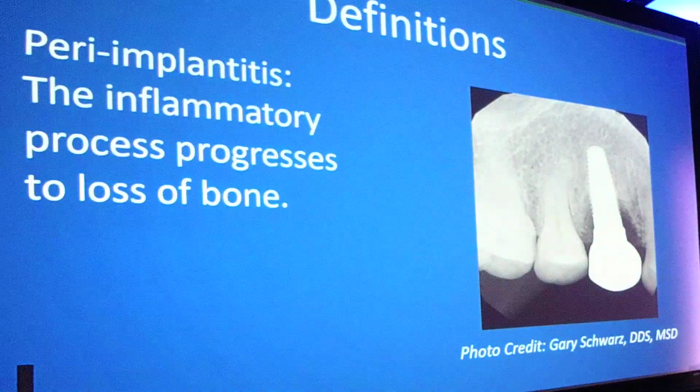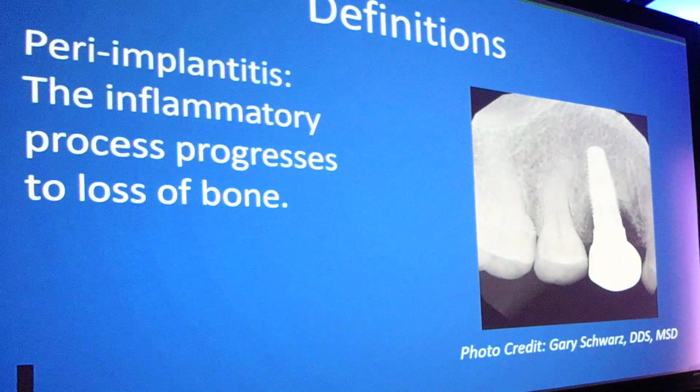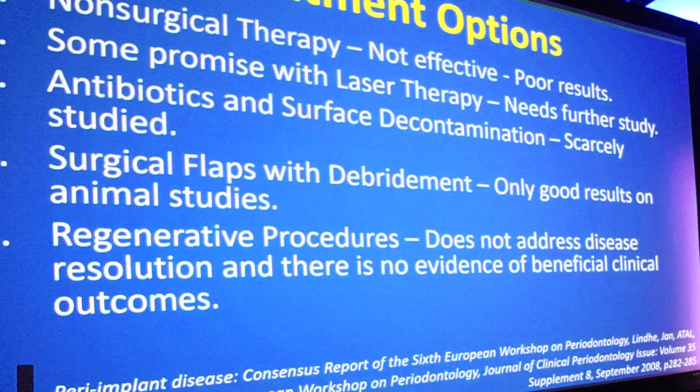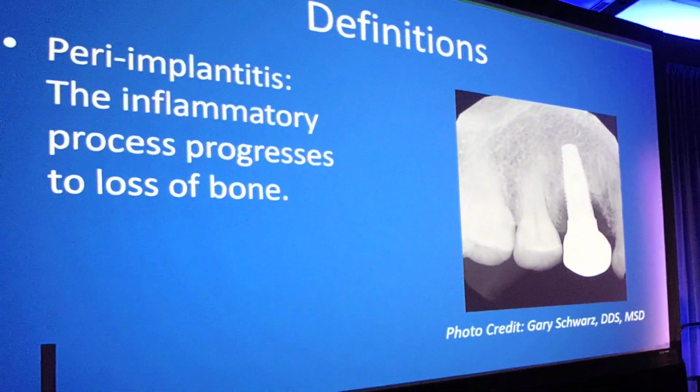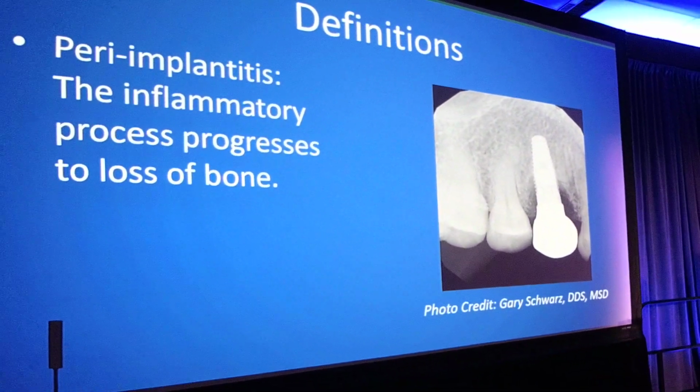But this one is a different animal, peri-implantitis, where it's progressed to loss of bone. That was a different animal. So, what did the literature say about what other people's experiences were? Well, the first thing I found was it wasn't just me.